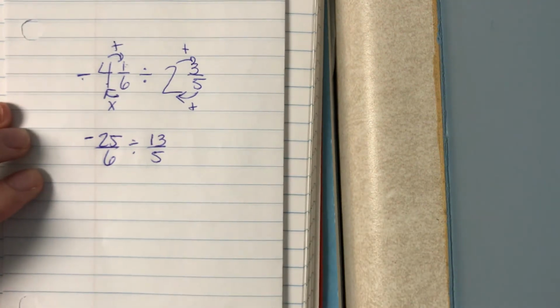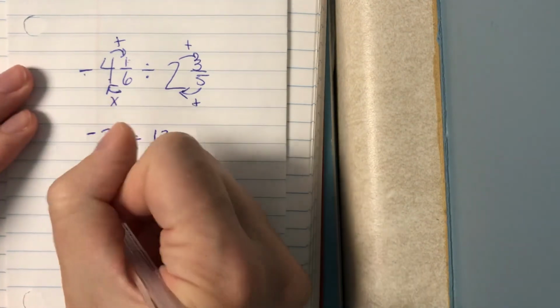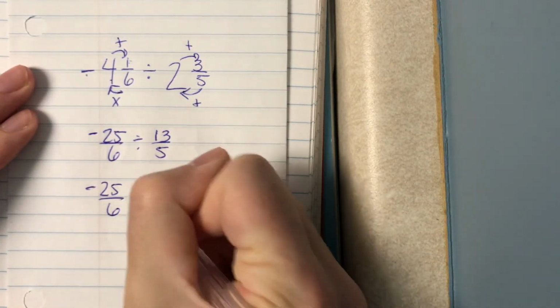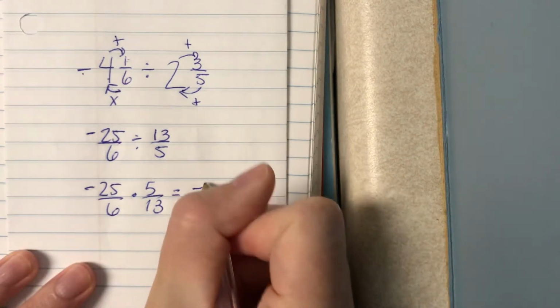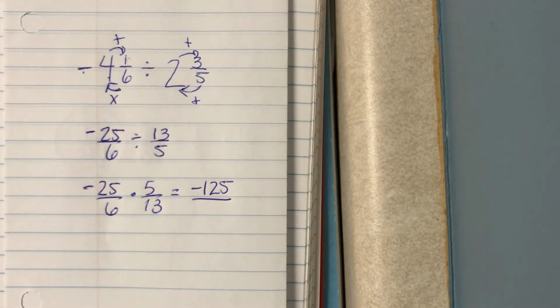Okay, so right now it's still a division problem, so to change it to multiplication, I'm flipping my second fraction. So I'm going to have negative 25 over 6 times 5 over 13. And then I can multiply straight across. These numbers are pretty big, so I'm going to go to my calculator to help me with this multiplication. If you don't need a calculator, that's awesome, but if you want to use one, that's totally fine.